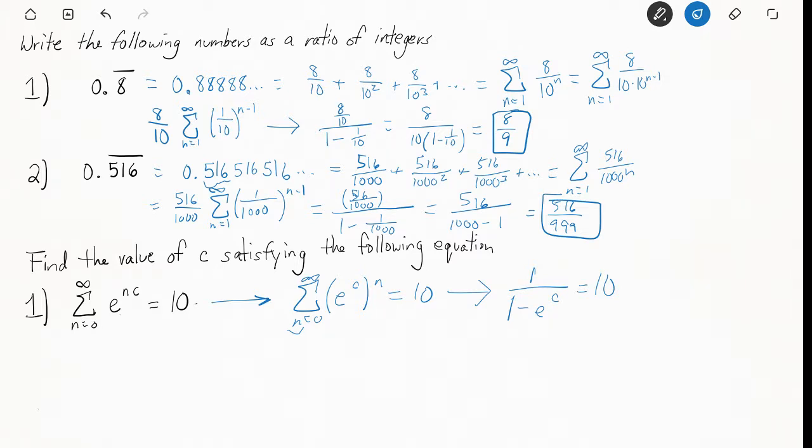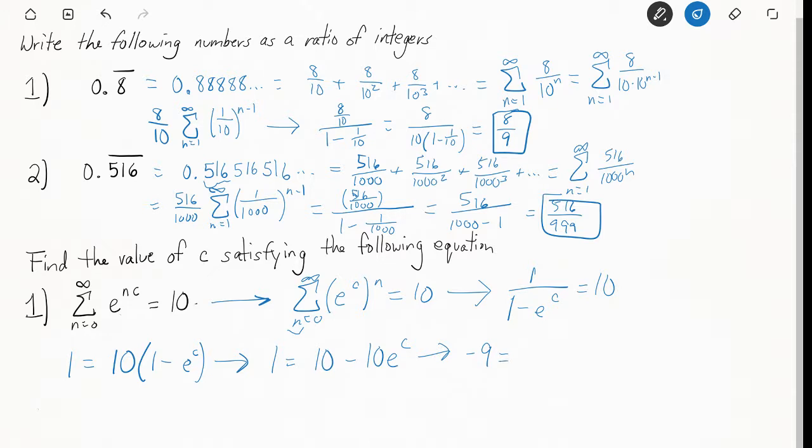Well, multiply both sides by that 1 minus e to the c, so you get 1 equals 10 times 1 minus e to the c. And so distribute that 10, so we get 1 equals 10 minus 10 e to the c. Move that 10 on over, and notice we have now negative 9 equals negative 10 e to the cth power. Divide both sides by negative 10, and then you get 9 over 10 because the negatives cancel, equals e to the c.